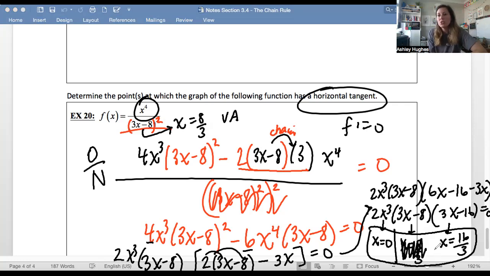So really you just have these 2 places here, because you need to check that only the top equals 0 and the bottom doesn't. Sorry, I usually do okay. 0 over any number is okay. But since this function is undefined at 8/3, you can't include that. You're not going to have a horizontal tangent line there because you have an asymptote there. The function doesn't even exist there because the bottom of this original function equals 0 there. So just be careful with that when you have a fraction.